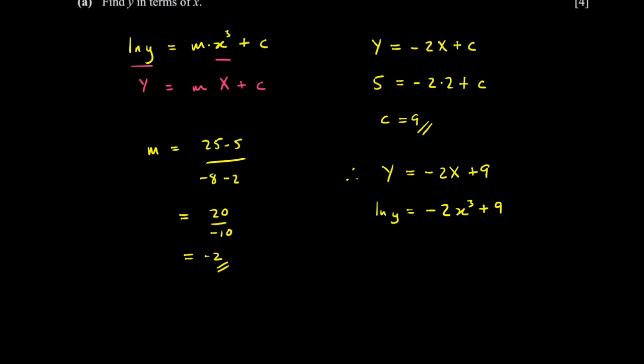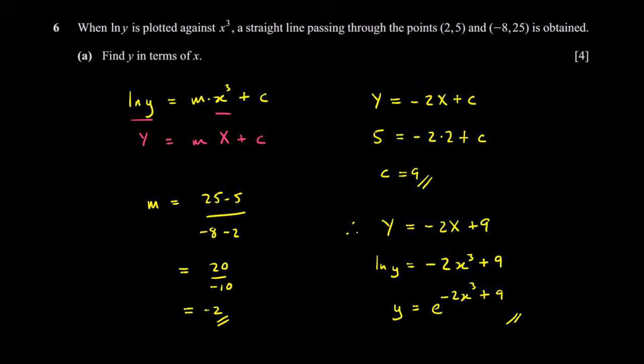And we will convert this into indices form. So ln is log base e. Therefore we know that y is equal to e to the power of negative 2x cubed plus 9. Now, for those of you who are doing these questions, can I just suggest that you do it this way: you write it as big Y equals m big X plus C. You just convert it into a straight linear equation, because I think it makes it easier. You don't get confused. Essentially these coordinates are not in terms of little y and little x. They're in terms of big Y and big X.